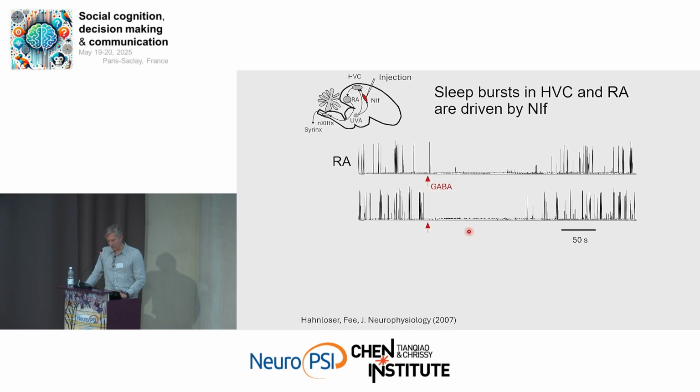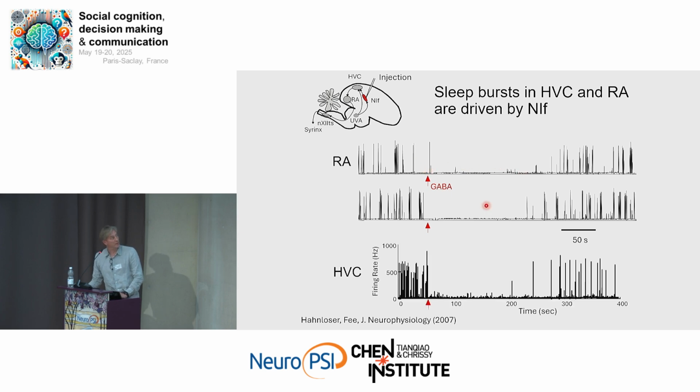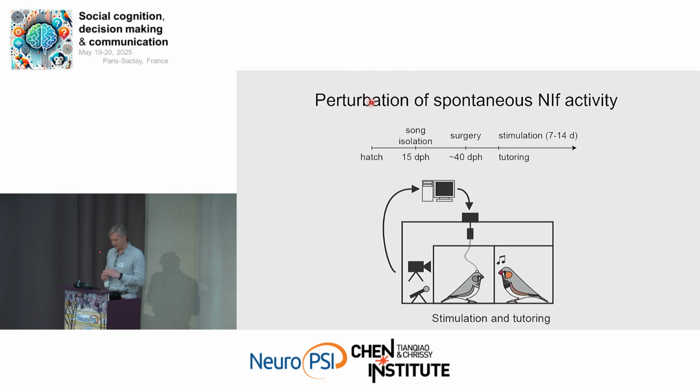Then we found out about these sleep replay activities. Here this is the instantaneous firing rate of one neuron in RA. This is actually driven from NIF. So if you inject GABA into NIF, then this stops. And if you inject GABA into NIF, also in HVC, it stops. So NIF is the brain area that seems to be necessary for all sleep-related replay, like of bursts. Okay, then we thought, let's just interfere with NIF in sleeping birds.